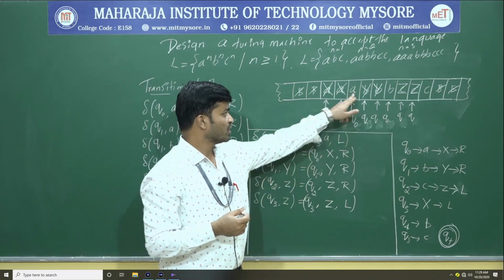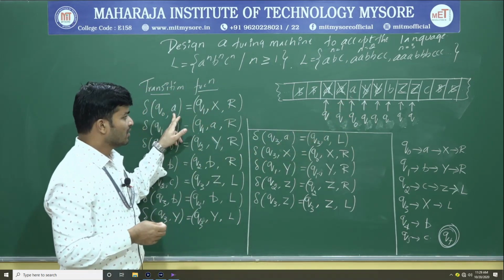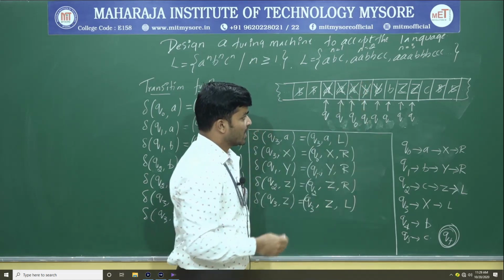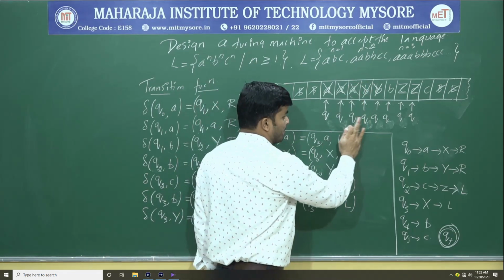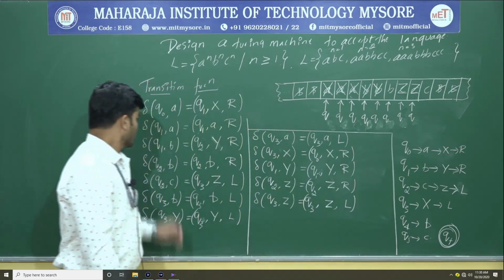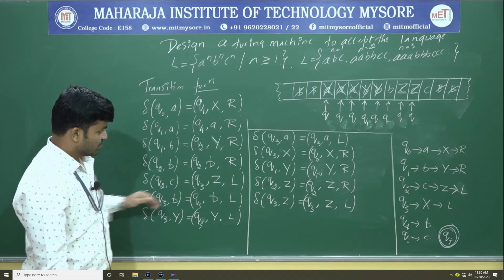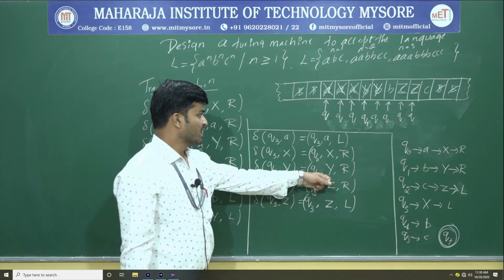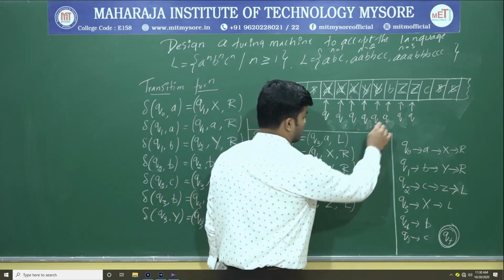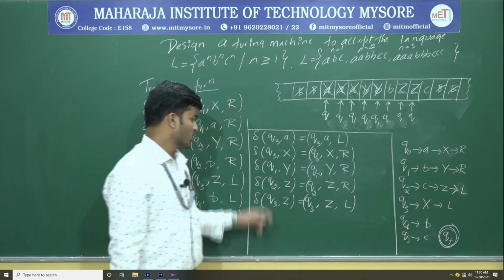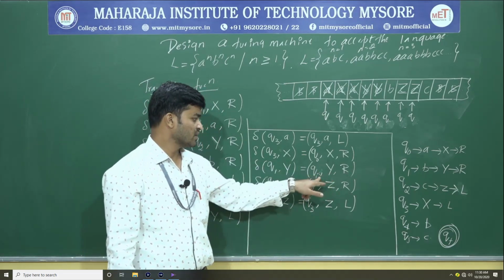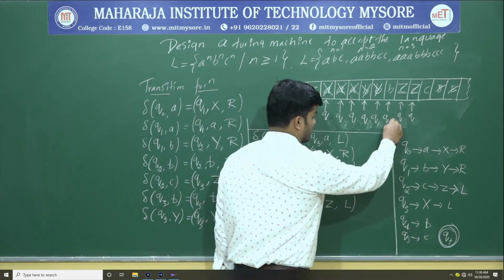Okay. So Q0 upon A will replace that A with X, okay, and will move right hand side by changing state to Q1. Okay. Q1 upon Y is already written, we will maintain Y as it is, and will move to the right hand side with the same state Q1. So it will come over here. Again Q1 upon Y is already written, it will maintain Y as it is, and it will move to the right hand side with the same state Q1.